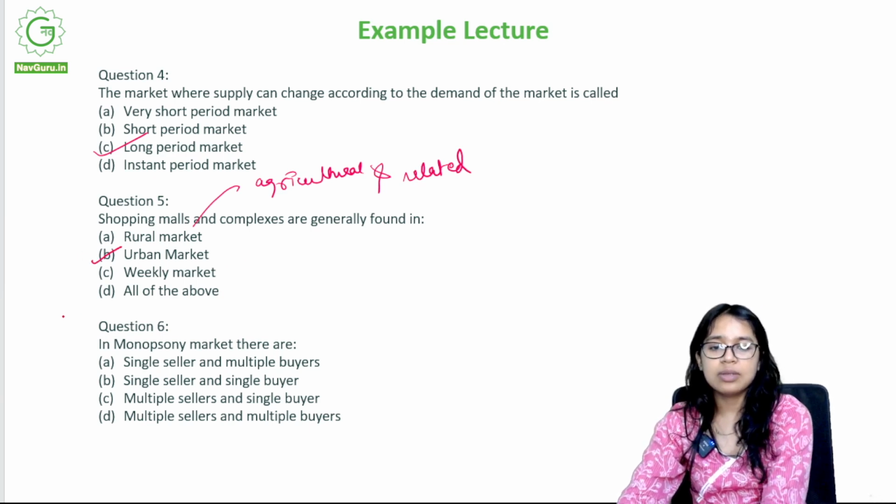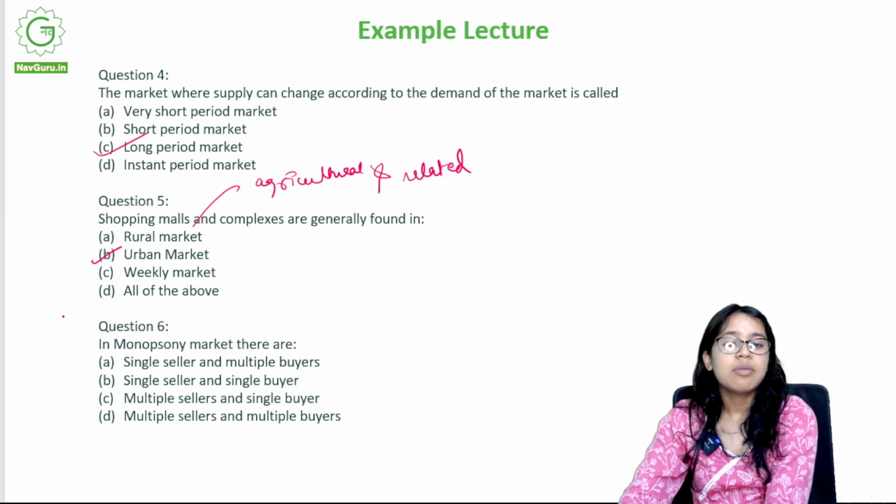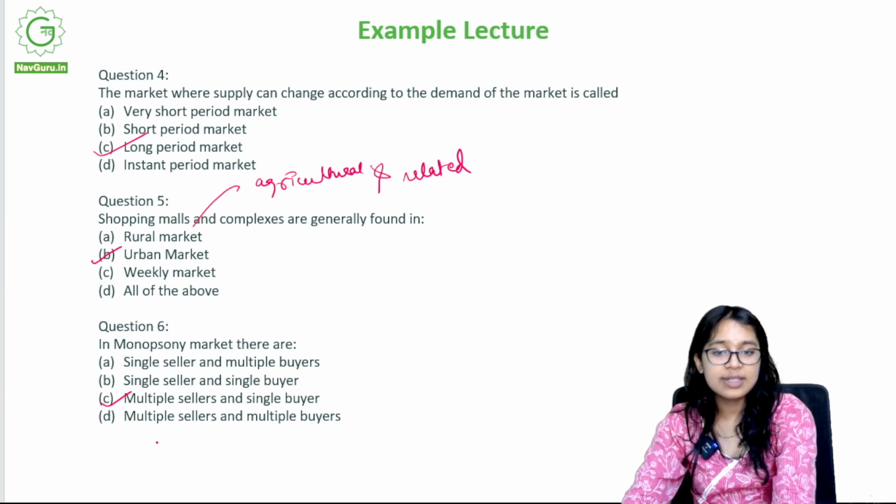In a monopsony market, are there a single seller and multiple buyers, single seller and single buyer, multiple sellers and single buyer, or multiple sellers and multiple buyers? Okay, so over here what do we have? We have that monopsony is multiple sellers and a single buyer.